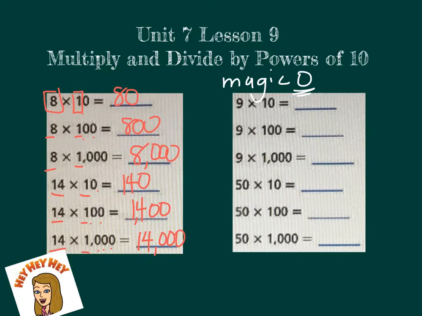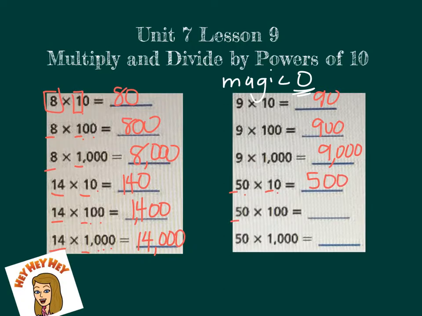So again, some more examples here. 9 times 10, you know, is 90. 9 times 100, 900. 9 times 1,000, 9,000. Now, this time in 50 times 10, first just take those front numbers, so 5 times 1, 5. 1, 2 magic zeros, 500.